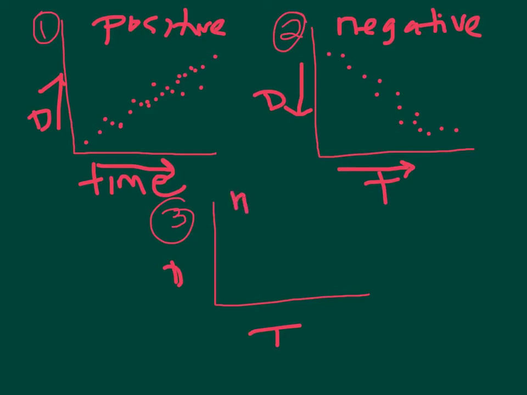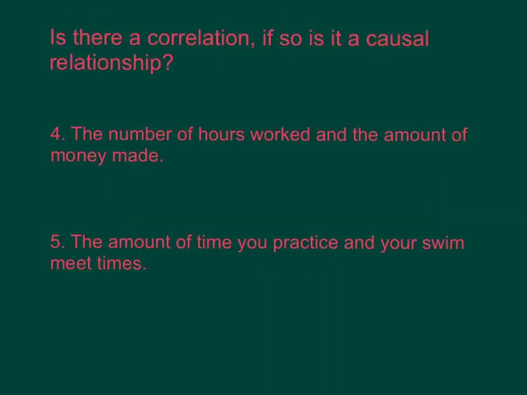The last one is no correlation, and that just means there are dots all over and there's no trend line, or nothing that looks like it could be a line. So positive correlation, negative correlation, and then no correlation. Is there a correlation? If so, is it a causal relationship? Remember, positive, both increase. Negative, one increases, one decreases. And no correlation is when they're all over the place. One has absolutely nothing to do with the other.